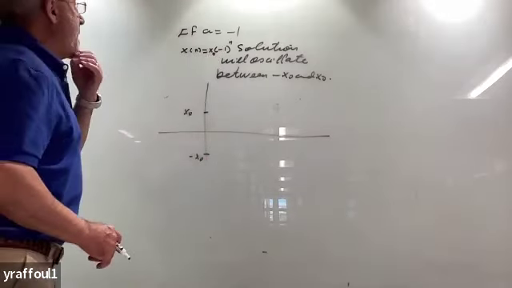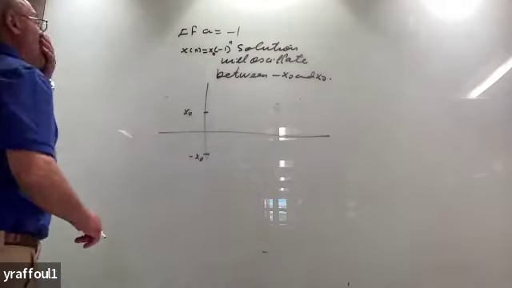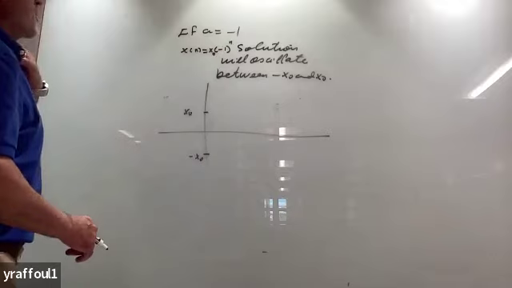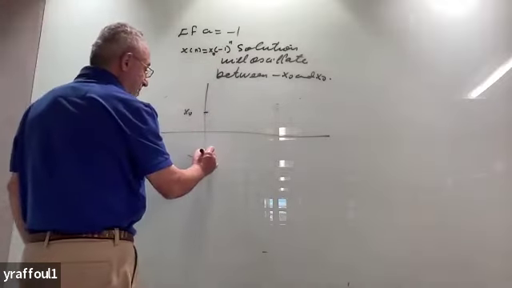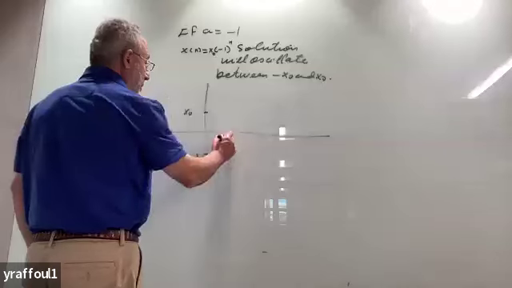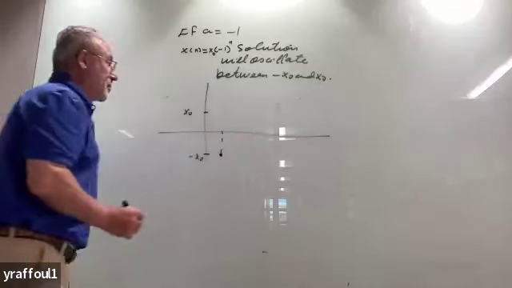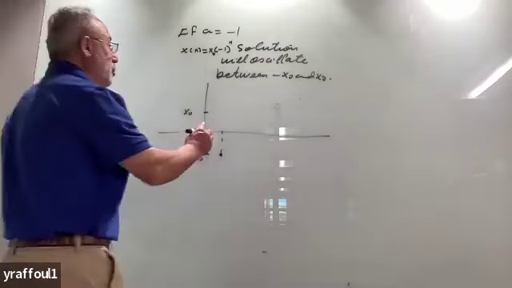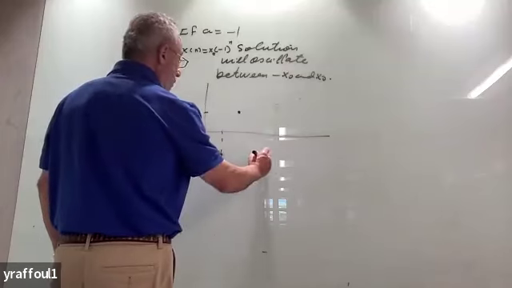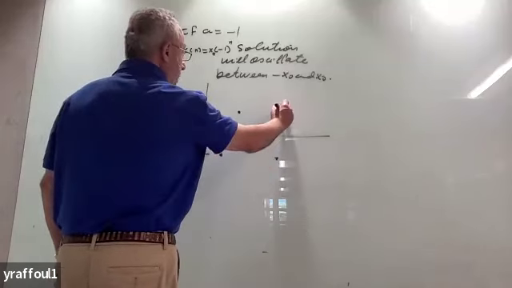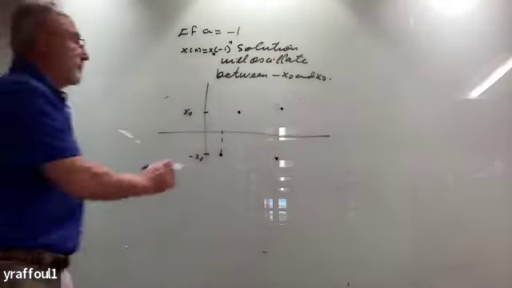For n equal 1, let's assume x0 is positive. For n equal 1, you are at minus x0, so you are here, correct? For n equal to 2, you are here. For n equal to 3, you are here. For n equal to 4, you are here. You see that?